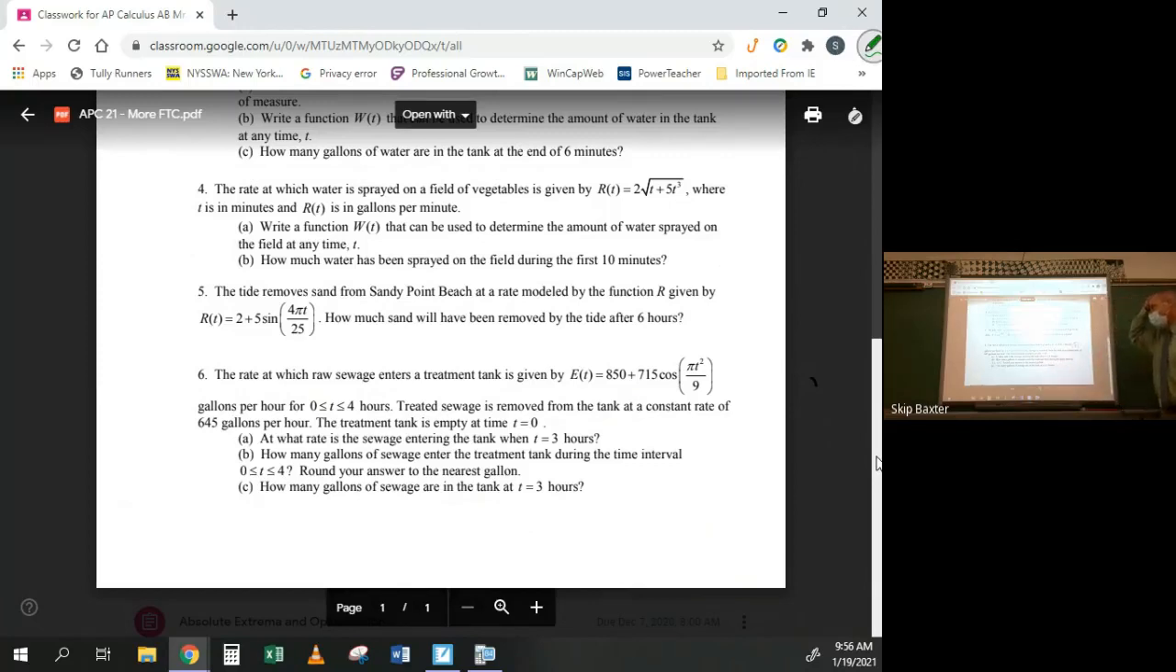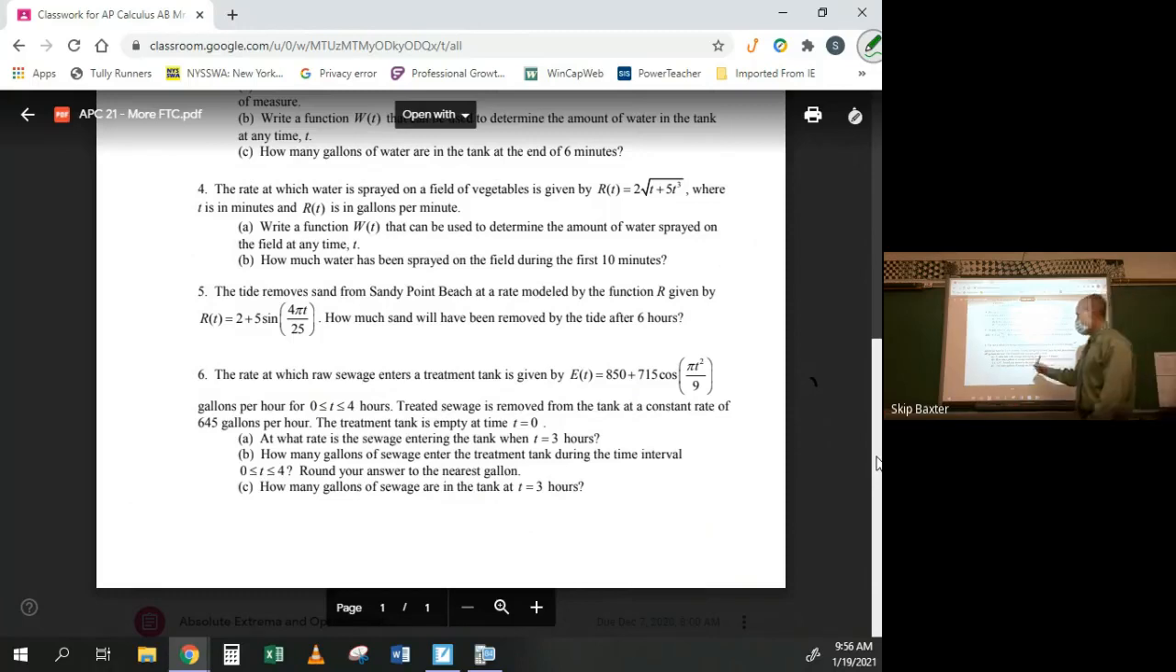All right, number 6. The rate at which raw sewage enters a treatment tank is given by this equation. So this is, again, a rate. It's a derivative, right? Treated sewage is removed from the tank at a constant rate of 645 gallons per hour. So this is the same type of problem. We have sewage coming in, sewage going out. The treatment tank is empty at time t. At what rate is the sewage entering the tank when t equals 3? You just substitute 3 in here. This is the rate at which it enters the tank at any moment in time.